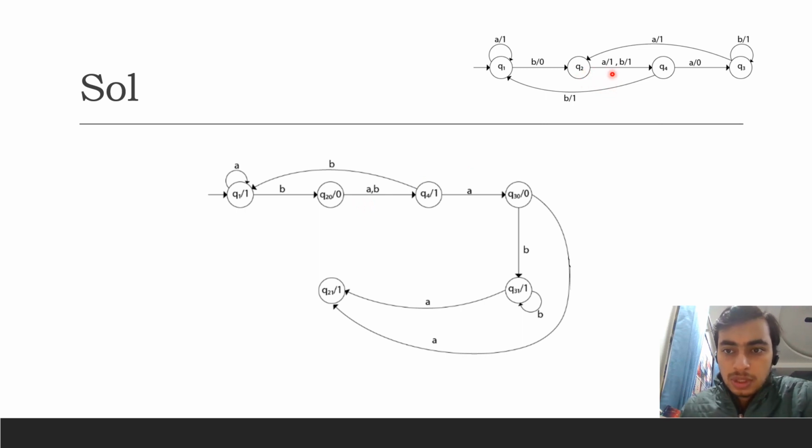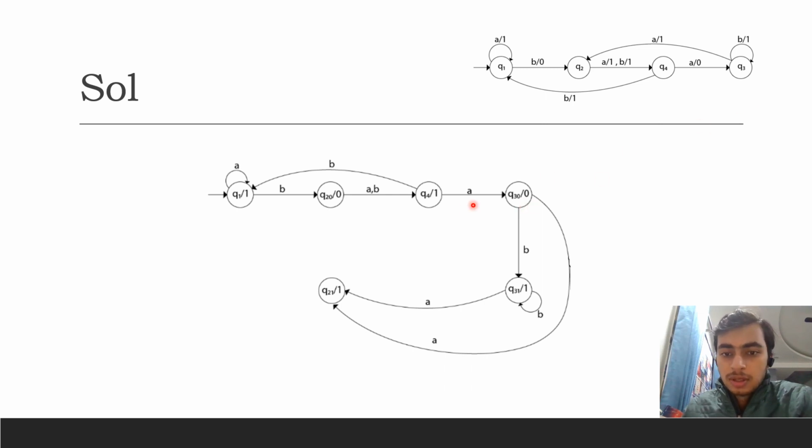Now when Q2 takes A as input string, it gives us 1 as output and goes to Q4, and also the same for the B input string. Now Q4 when it takes A gives us 0 as the output string and goes to Q3 state. And we have also written the Q3 node here.